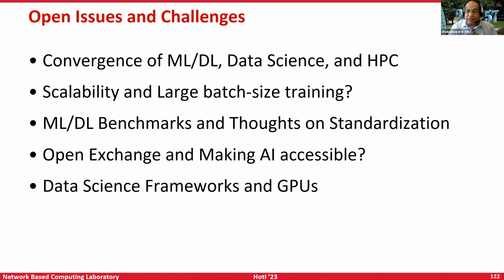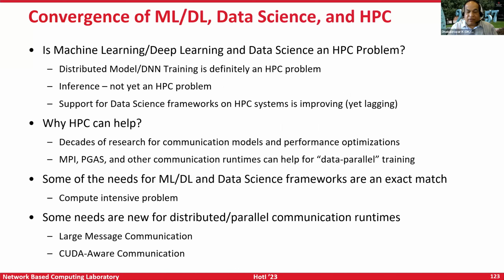First of all is the convergence, and then the scalability, then benchmarking, standardization, open exchange, making AI accessible, and then also similar kinds of things for the data science domains. So along the first line, of course, in the last few years, especially, there is a lot of convergence taking place between ML, DL, data science, and HPC. In fact, any new clusters being deployed these days, they are saying it is an HPC and AI machine. It is no longer just an HPC machine.